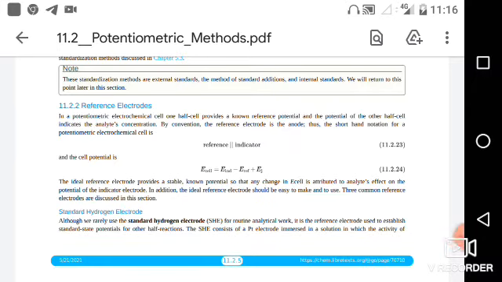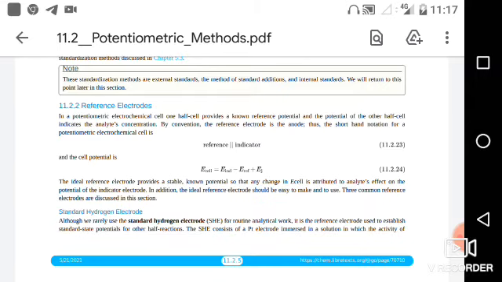So friends, the reference electrode is nothing but a potentiometric electrochemical cell. One half cell provides a known reference potential, and the potential of the other half cell indicates the analyte's concentration. By convention, the reference electrode is the anode, and thus the shorthand notation for the potentiometric electrochemical cell is reference separated by means of a double vertical line from the indicator. This double vertical line is nothing but the salt bridge, and the cell potential is E cell is equal to E indicator minus E reference plus EJ.